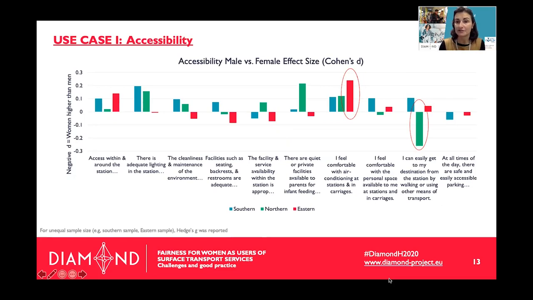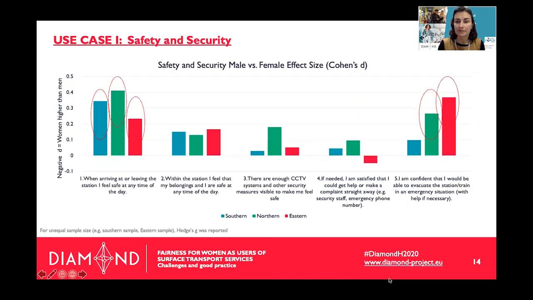Comfort is the opposite. In the Eastern European sample, women were less satisfied than men with that particular characteristic. Or in terms of accessibility, getting to the destination by walking, in the Northern European sample we found that females were more satisfied with that aspect than their male counterparts. In terms of safety, we consistently found that females were somewhat less satisfied with the safety and security characteristics than the males, and that was true in the three samples.